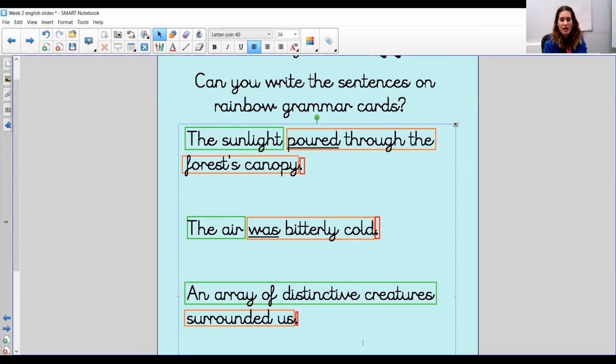Finally, an array of distinctive creatures surrounded us. This time, this is where some of us might have got a bit confused because usually we're used to our subject being smaller than our predicate. Here, we had quite a few words that were describing our subject.